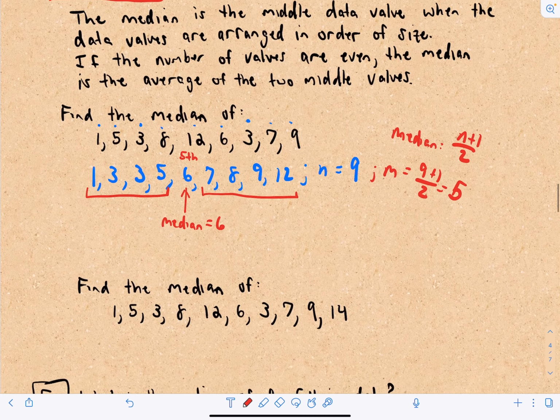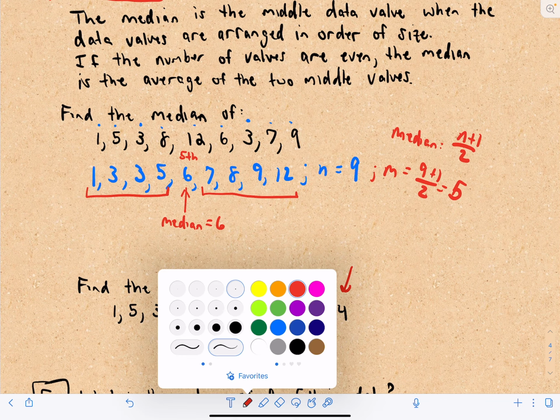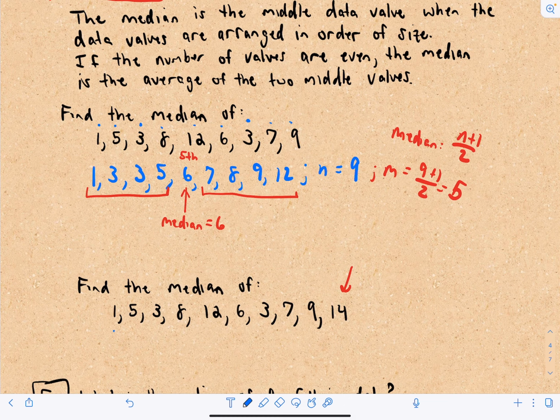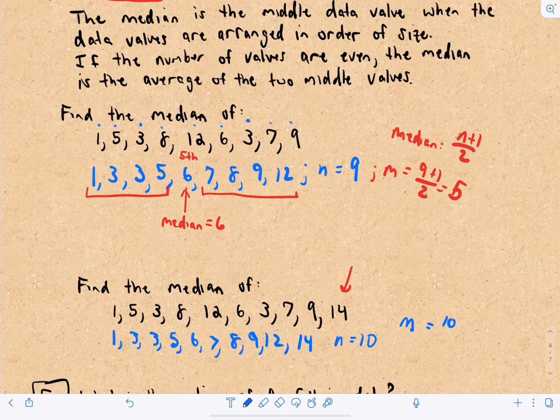Let's do one more data set. So notice now I've got the exact same data set, but I've added on the number 14. And the only reason I've done that is to make it even. So I've got 1, 3, 3, 5, 6, 7, 8, 9, 12, and now 14. So again, 1, 2, 3, 4, 5, 6, 7, 8, 9, 10. Now I've got 10 values. So my median is going to be the 10 plus first over 2.